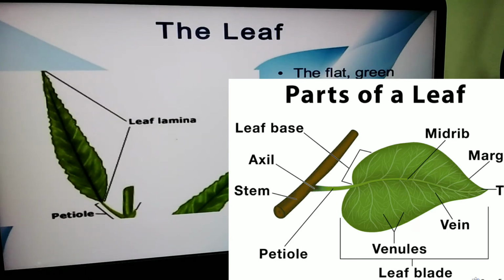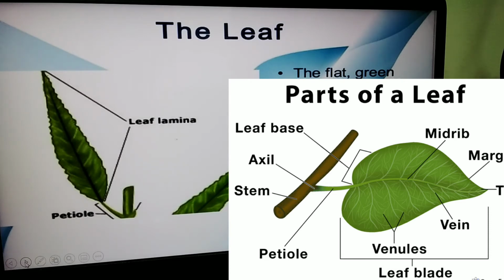Once again, the flat green part of the leaf is called the leaf lamina or leaf blade. The tip of the leaf is called the leaf tip, and the lamina is attached to the stem by a narrow short stalk which is known as the petiole, and where it arises on the stem is called the leaf base.